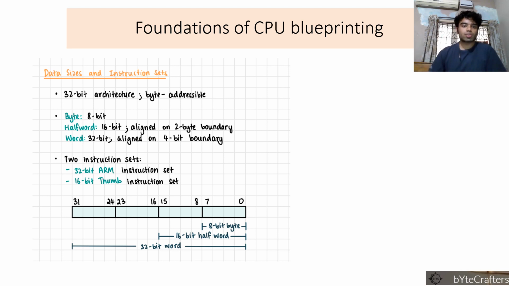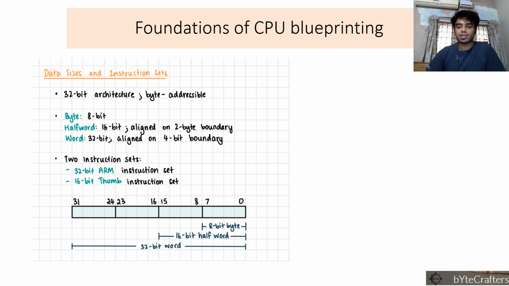And when it comes to data sizes, RISC is a 32 bit architecture, which is 4 bytes. There's an explanation for what each of it stands for. 1 byte is 8 bits, half word is 16 bits, which is 2 bytes, 2 byte boundary, and word is 32 bit, which is 4 byte boundary.